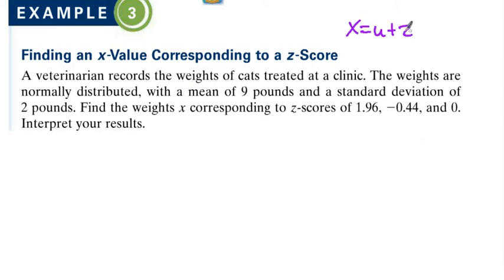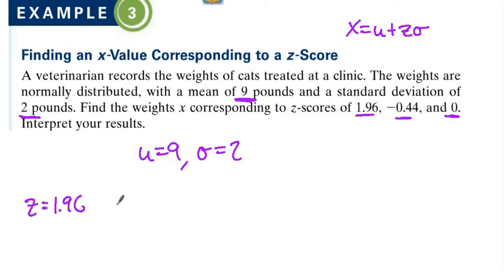Here's the formula. It says a vet records the weight of cats treated at a clinic. The weights are normally distributed. There's the mean, so the mean is 9. The deviation is 2, so I'm writing sigma equals 2, and then we have 3 z-scores. This one, and this one. So let's do 1.96 first. So x is going to equal mu plus z sigma, and then next we will do z equals negative 0.44.